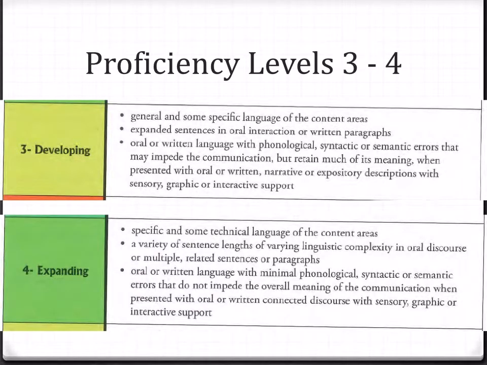A student with a proficiency level of 4 will be able to produce and understand specific and some technical language of the content areas. They will be able to use a variety of sentence lengths of varying linguistic complexity in oral discourse or multiple related sentences or paragraphs. They will be able to produce oral or written language with minimal phonological, syntactic, or semantic errors that do not impede the overall meaning of the communication when presented with oral or written connected discourse with sensory, graphic, or interactive support.